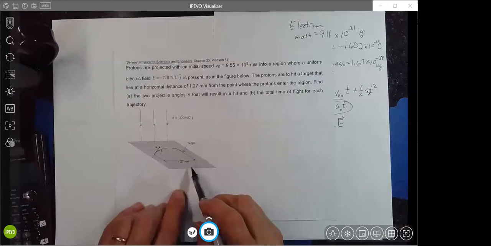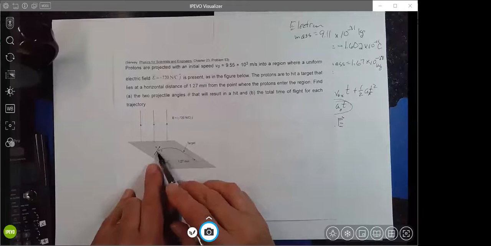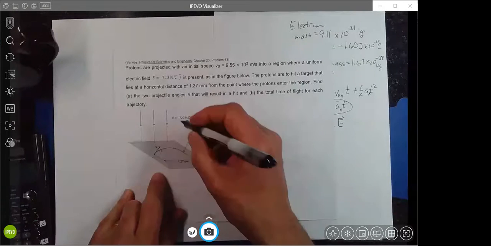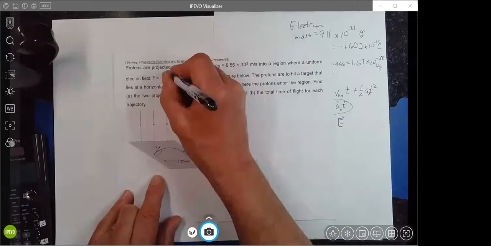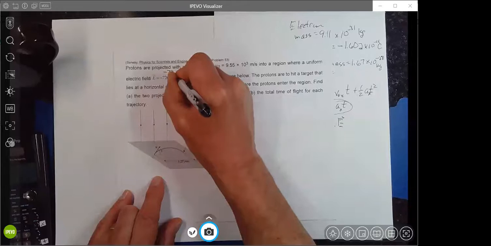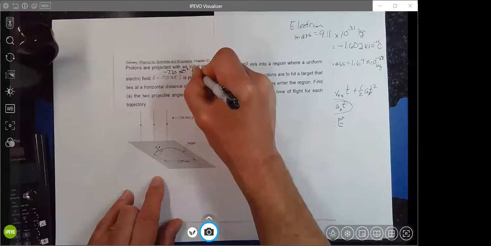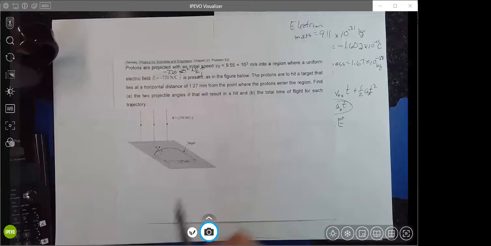The point is to hit a target that's 1.27 millimeters away from where the proton entered there. And I think just to keep this problem interesting, I'm going to rewrite that electric field as minus 7.20 times 10 to the second newtons per coulomb in the j hat direction. So we'll have three significant figures all around. And not that it matters a whole lot, but we'll be able to get the angle theta more precisely, or at least to the nearest tenth of a degree that way. And the total time of flight for each trajectory.